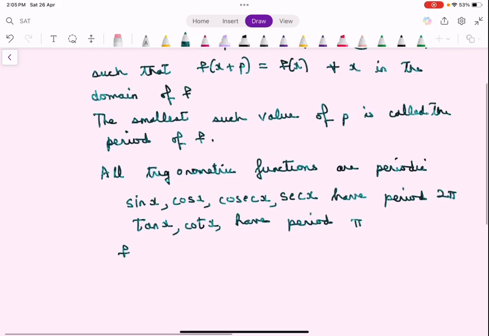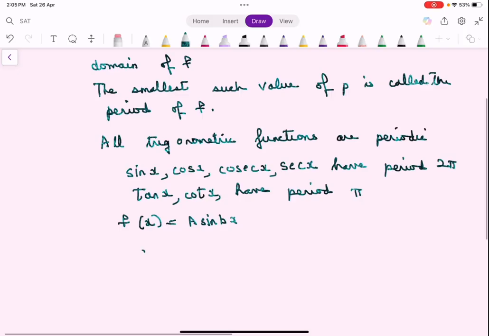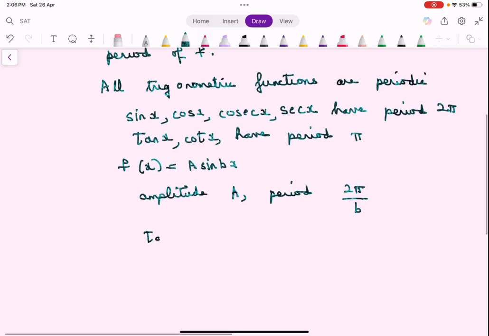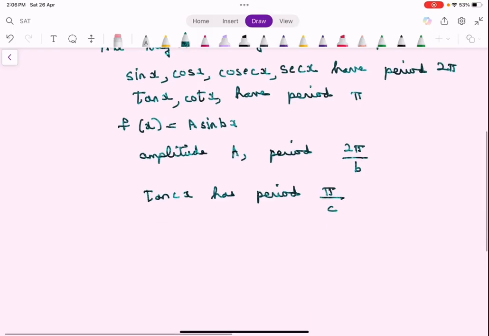So if I say f of x equals a sin bx, this has amplitude a and period 2 pi by b. For example, tan cx has period pi by c because tan has period pi. So we'll just do a couple of problems.